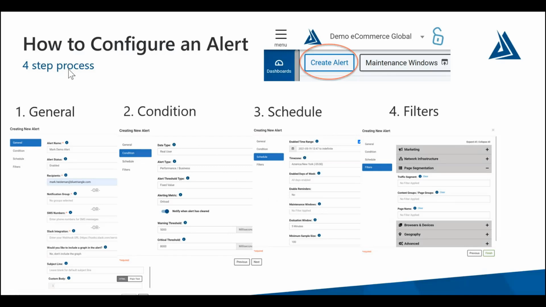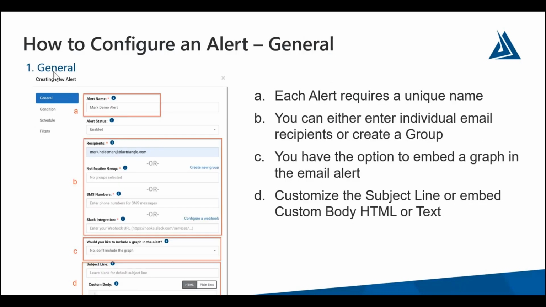So there's 4 steps in the process, and in the top left of the alert manager, you're going to click this button to create an alert, and that's going to bring up this wizard. So there's general settings, set your conditions, the alert schedule, and then any filter options you'd like to apply. So first, the general settings.